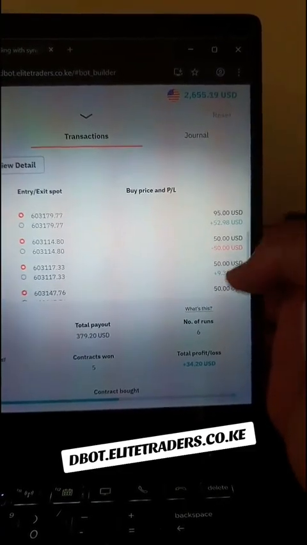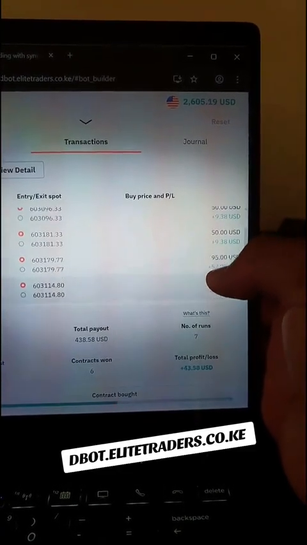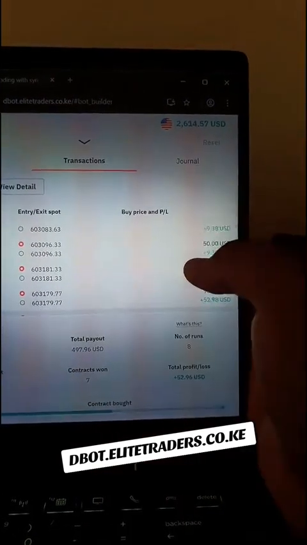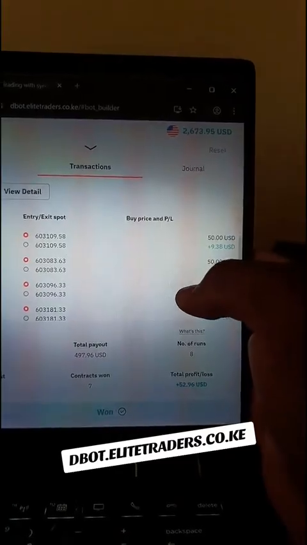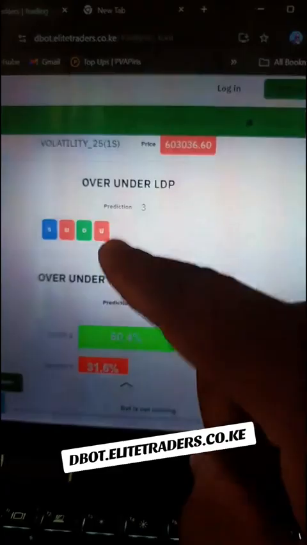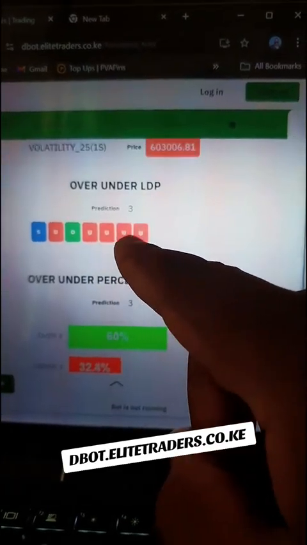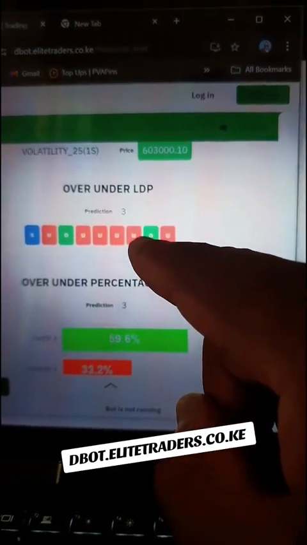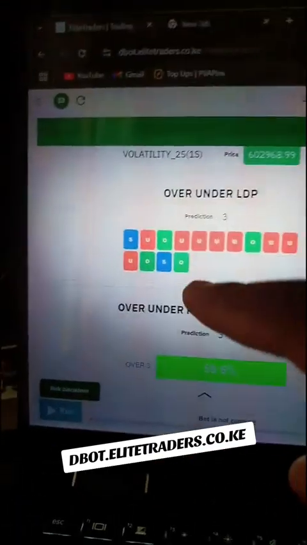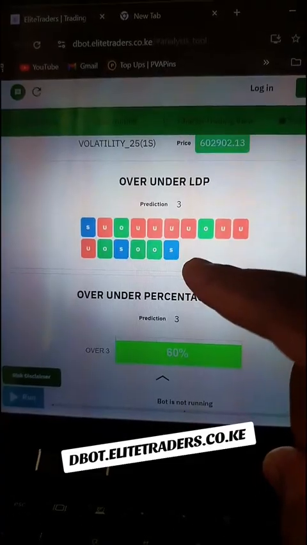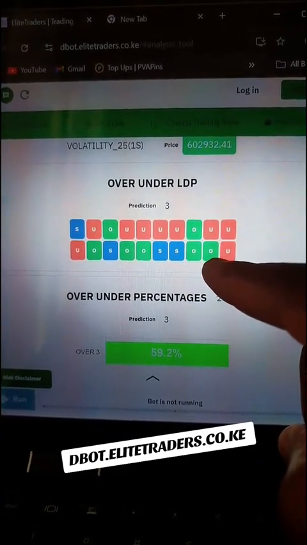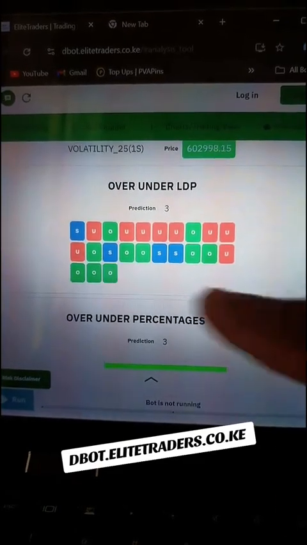You can actually see hapa we hit on a loss, yeah, and you can see the recovery was instant because we are recovering with over 3, yeah. So this robot has very amazing performance. If you check here right now, you can actually see like other digits imeanza kuapia sana. So what should this tell you? You need to exit the market. You can actually see on this side we have actually hit on a loss. But we should be able to make a recovery.